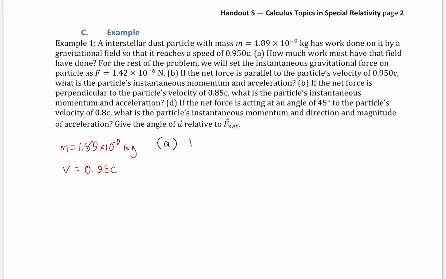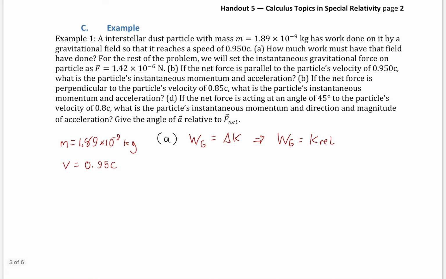The work that was done by gravity would have to be equal to the change in kinetic energy. Here we know that the kinetic energy reached at such a high speed is relativistic kinetic energy. So the work done by gravity, and I'm going to use big G for gravity because this isn't gravity on Earth but gravity somewhere else, is going to be equal to K relativistic. Then we can solve for gamma. That's always a great idea, and that would tell us how much work it took. Let's take a look at that.